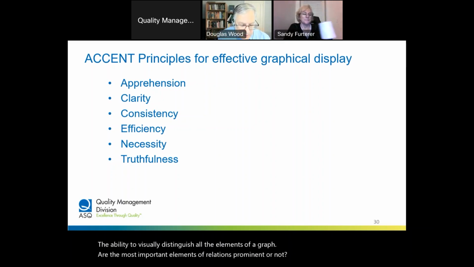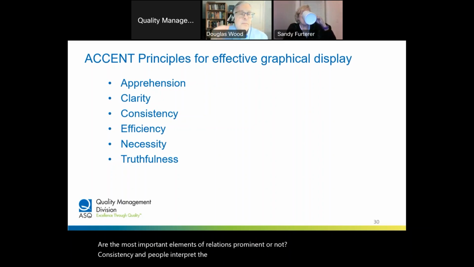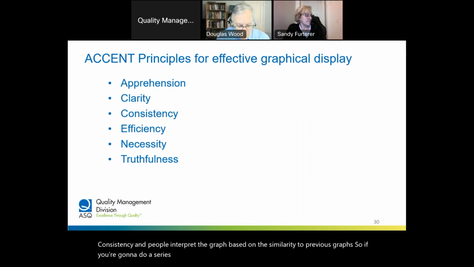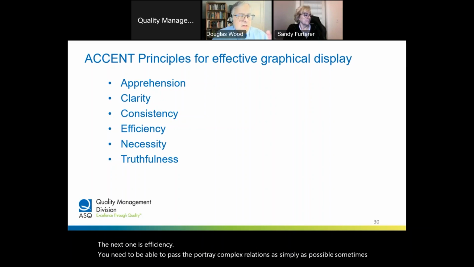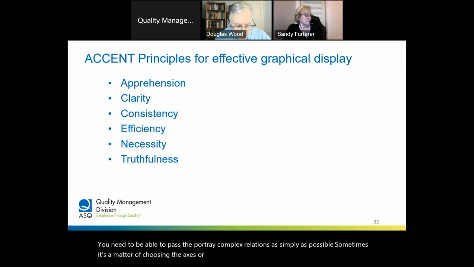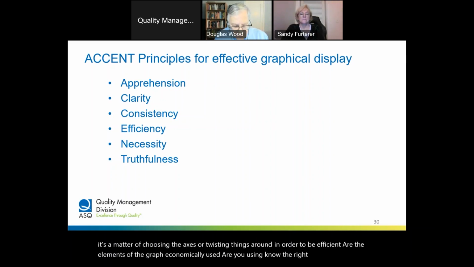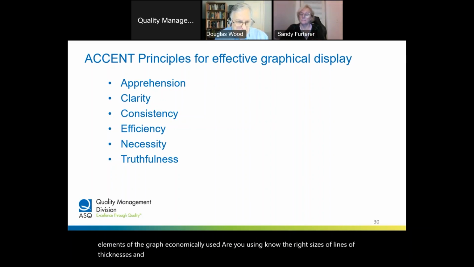Consistency. Can people interpret the graph based on the similarity to previous graphs? So if you're going to do a series of graphs, they should look similar so that people can interpret them quickly. The next one is efficiency. You need to be able to portray complex relations as simply as possible. Sometimes it's a matter of choosing the axes or twisting things around in order to be efficient. Are the elements of the graph economically used? Are you using the right sizes of lines and thicknesses and dots on it? And is the graph easy to interpret?